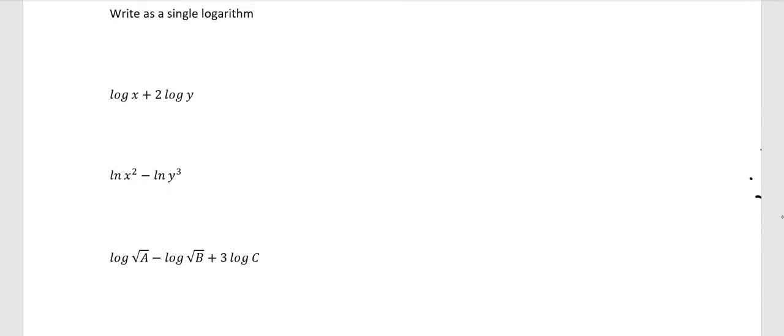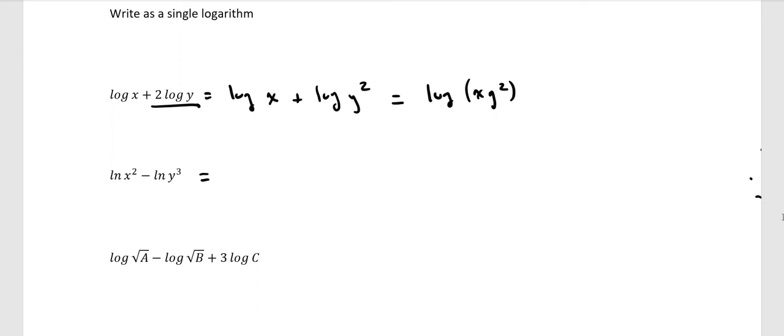All right, so write as a single logarithm. Now what we're going to be doing is basically using the same properties, just running them backwards. So for starters, this can be written log of y squared. And now, using property 2 from above, the log of a product is the sum of the logs, running it backwards, this can be written log of x times y squared. And that's done, written as a single logarithm.